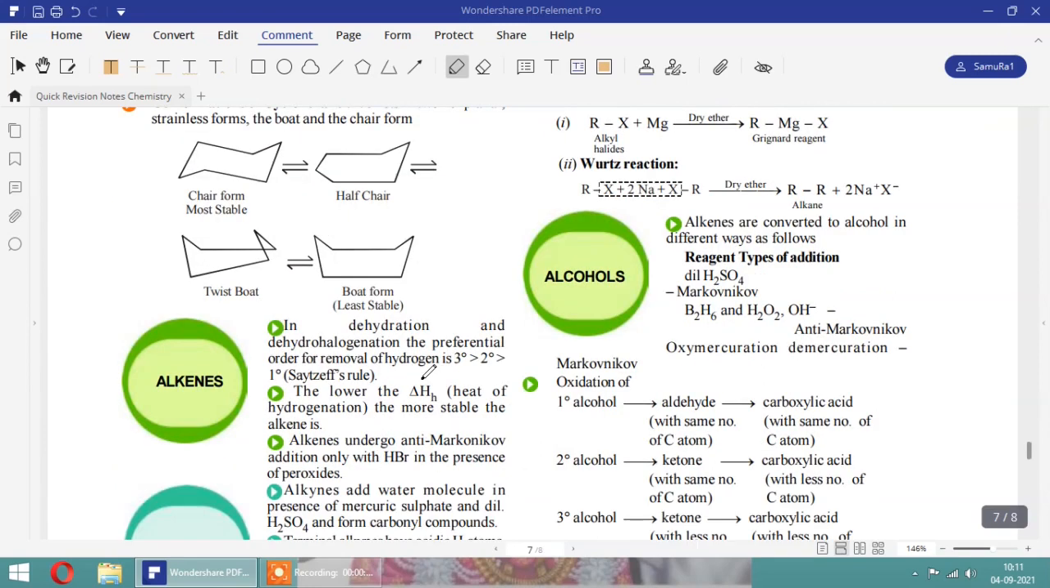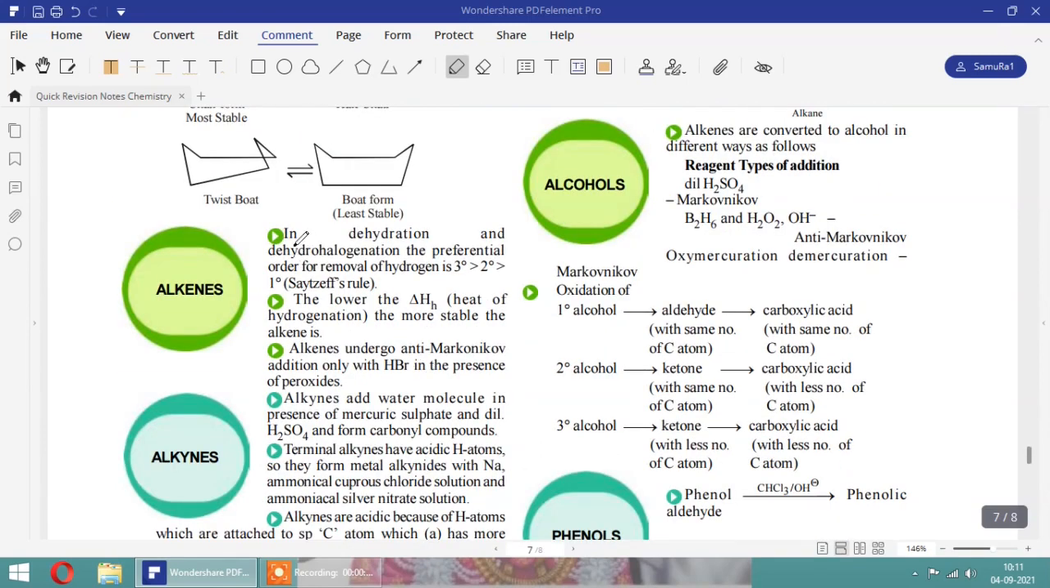Alkenes. In dehydration and dehydrohalogenation, the preferred order of removal of hydrogen is tertiary greater than secondary greater than primary. This is Saytzeff's rule. The lower the heat of hydrogenation, delta H, the more stable is the alkene.